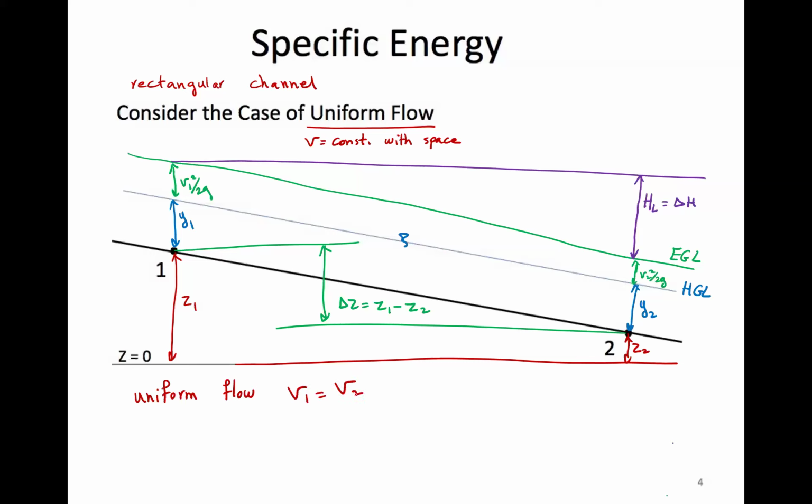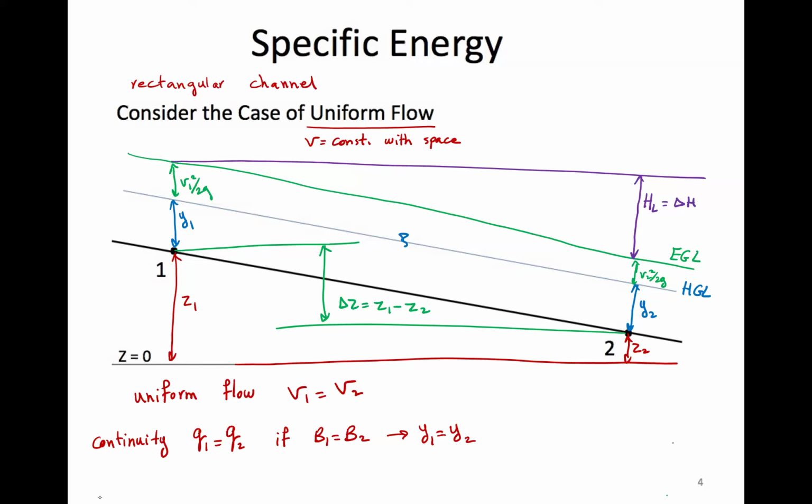Okay, so let's look at continuity now. From continuity, what do we have? We saw continuity earlier. Continuity says small q is equal to small q at sections 1 and 2, rectangular channel. If B, the width of the channel, doesn't change, again, we saw this earlier, and velocities are the same, it means depth won't change. Y1 is equal to Y2.